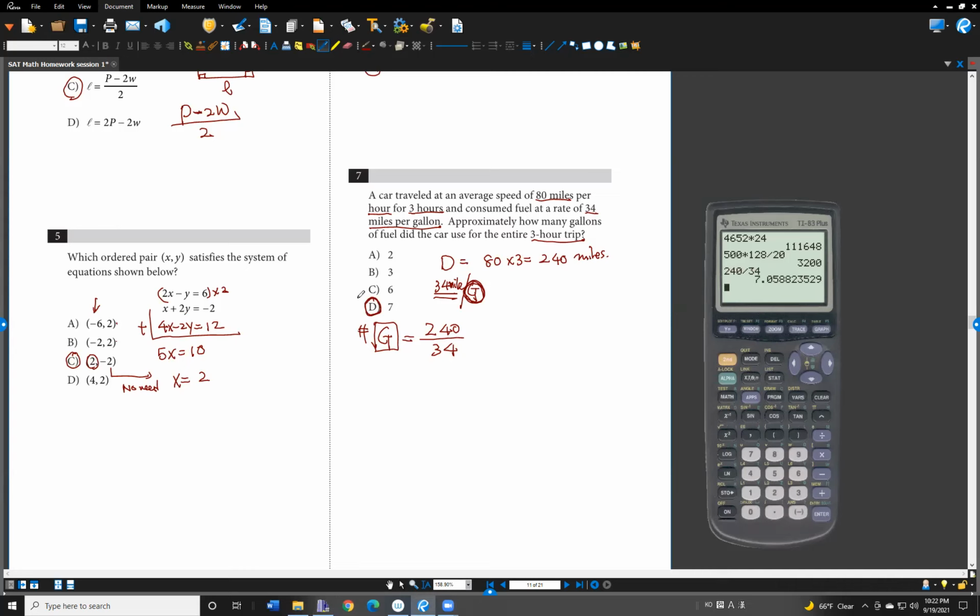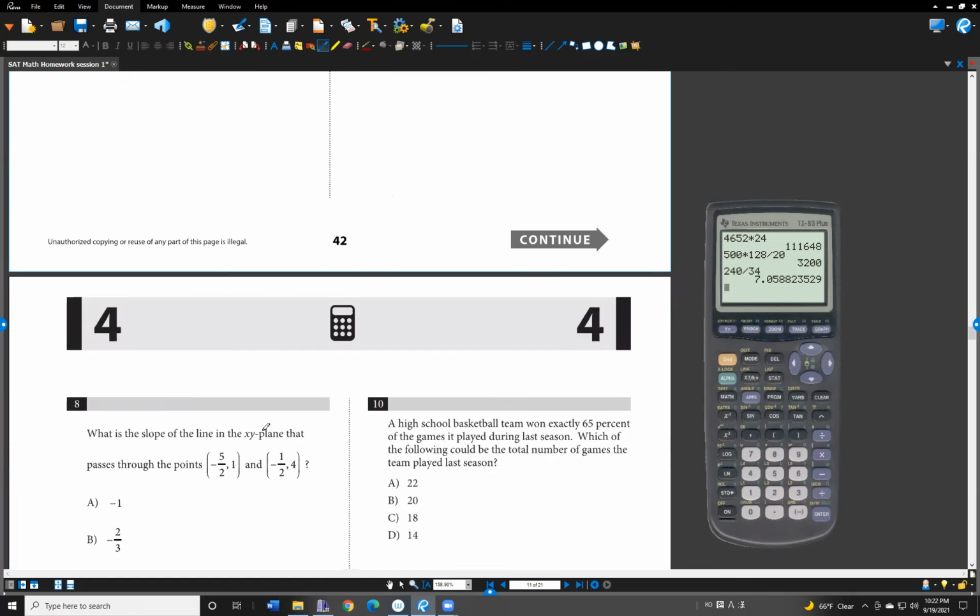Or maybe you can use that 1 gallon traveled 34 miles. This is a proportion, right? We have traveled 240 miles. How many gallons? You can use cross multiplication. It's going to give us the same number, about 7.